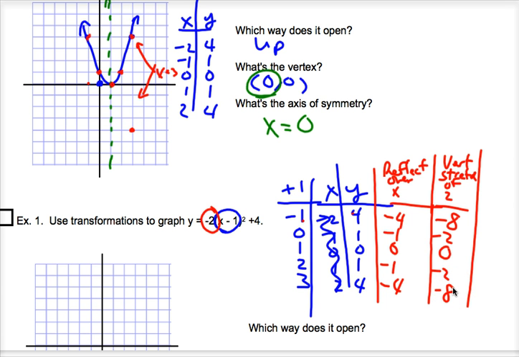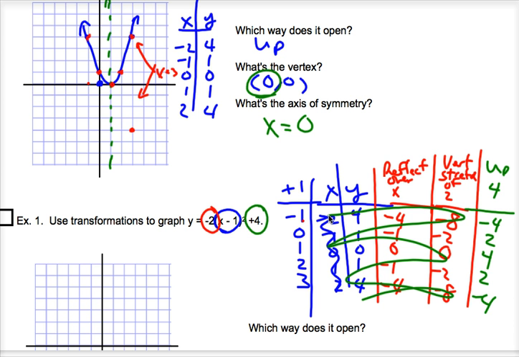And finally, the +4 at the end, that moves the whole thing 4 up. That affects the y. We don't do much that affects the x. It's right and left. There is some horizontal stretching and shrinking that you can do, but you won't cover that until pre-calc. Everything else we do affects the y. So what's 4 up from -8? -4. 0 plus 4 is 4. 2, and -4. So here's where your new points would be on your graph.